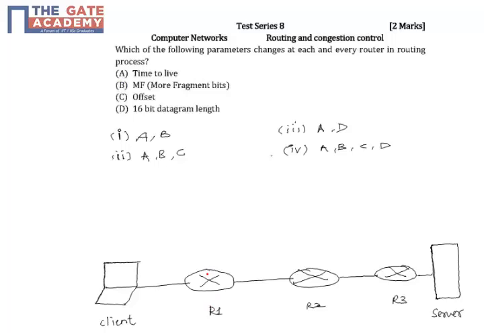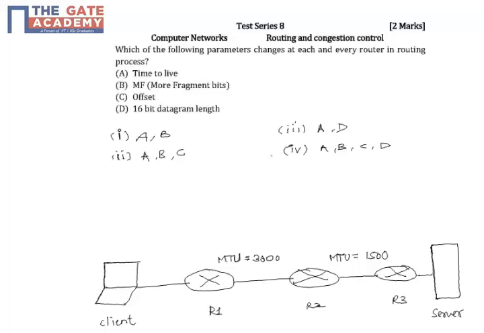Now let us look at the second parameter, which is the more fragment bit or MF bit. This is a 1-bit field which is set for all the fragments of a packet except the last fragment. Let us consider that the link between R1 and R2 has an MTU of 3000 bytes, whereas the link between R2 and R3 has an MTU of 1500 bytes. So if we send a packet of size 3000 bytes, it needs to be fragmented at router R2 because the link cannot carry beyond 1500 bytes.